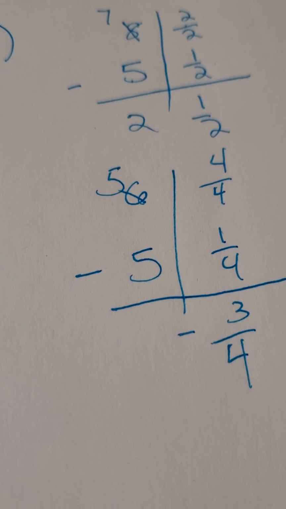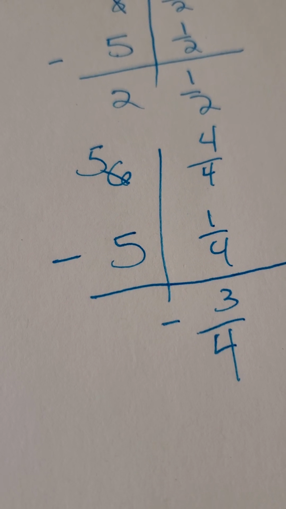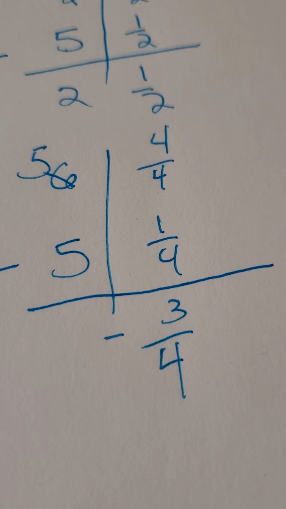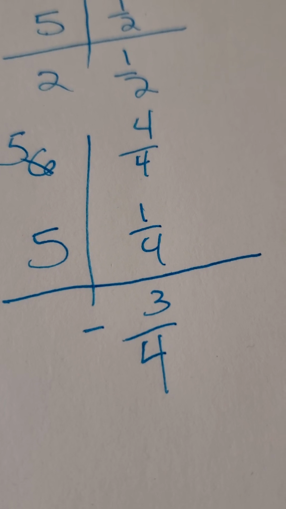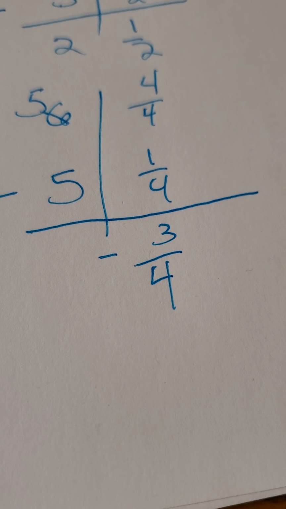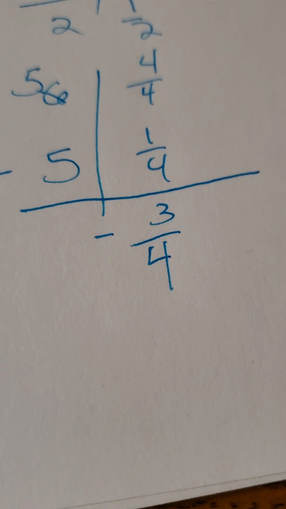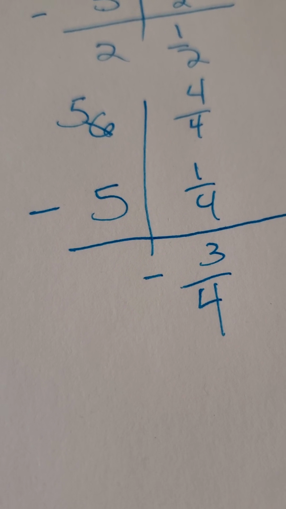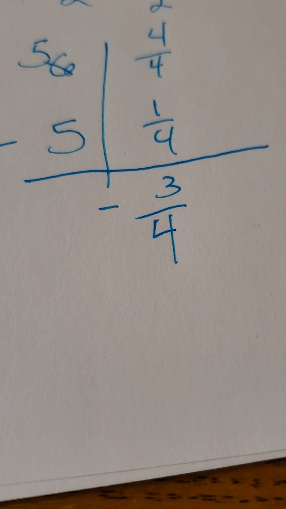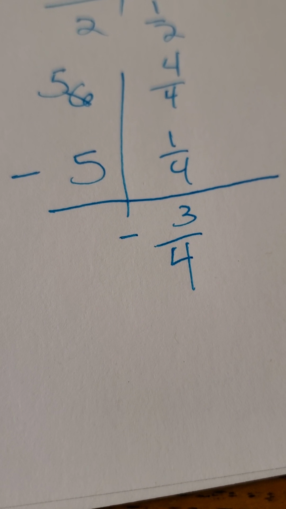Once again, we have to borrow here. A lot of borrowing going on. So we cross out the 6 to make it a 5. And then that becomes 4/4. One whole is 4/4. Subtract 4/4 minus 1/4. You get 3/4 remaining. And 5 minus 5 is nothing. The larger number was 6. 6 is negative. So then 3/4 has got to be negative also.